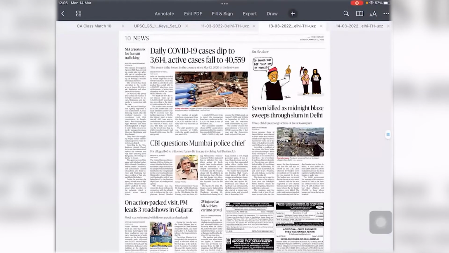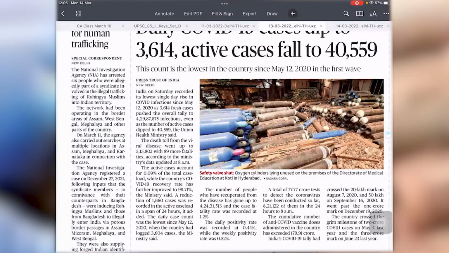One more. Which one? Solar energy. 500 gigawatts of solar energy. Okay.